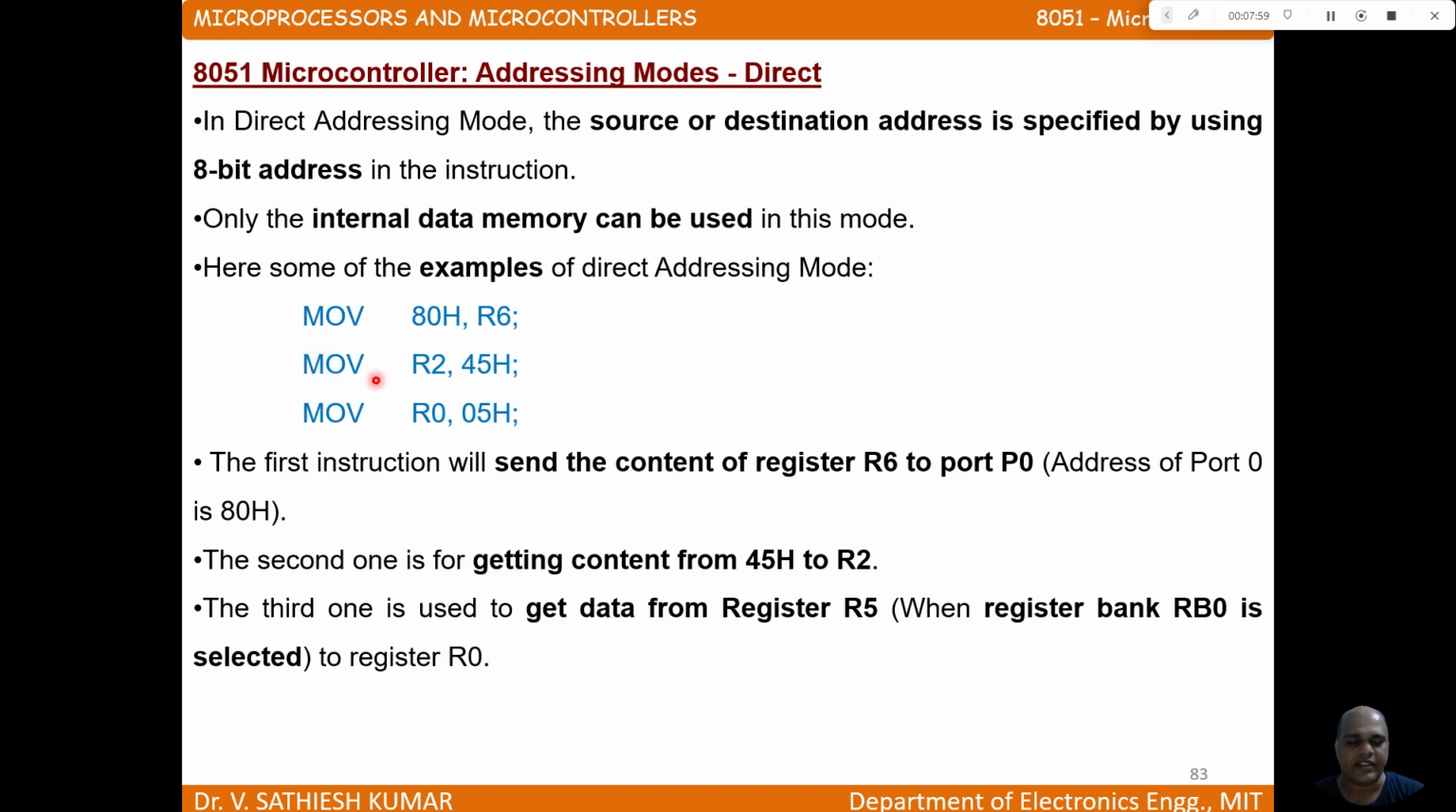In the second instruction, move R2, 45. So the data in 45 memory location goes to your R2 register. Same way, in the third instruction, move R0, 05. So we try to move from RAM location 05, which is nothing but R5. The data goes to your R0. So this is how we can make use of a direct addressing mode.